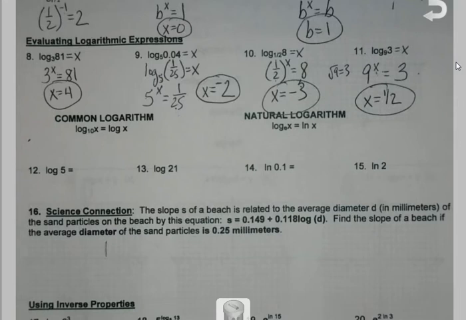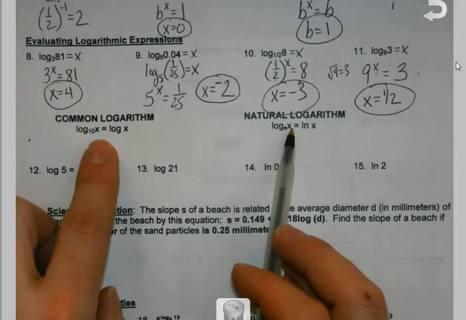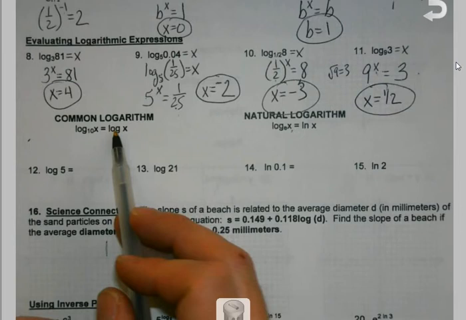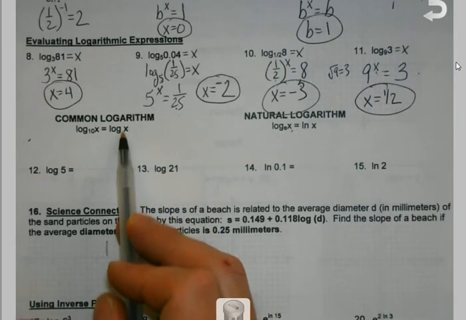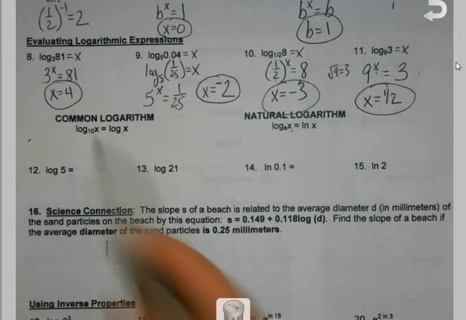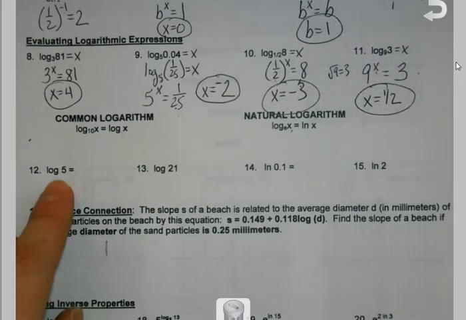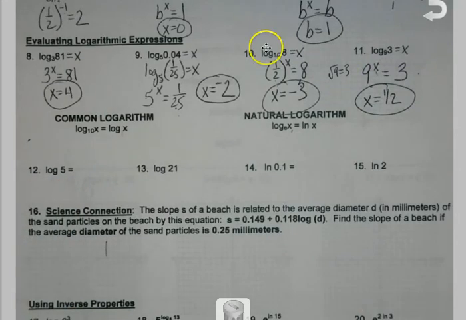So when we're doing logs, there's two types. There's the common one, where if you just see something that says log of x, your little base number here is always assumed to be 10. Just like when you do a square root, it's assumed that it's 2, or you do an exponent, you assume it's 1. So when you're doing these, there's no real easy way to take care of it. So we are going to let the calculator help us.